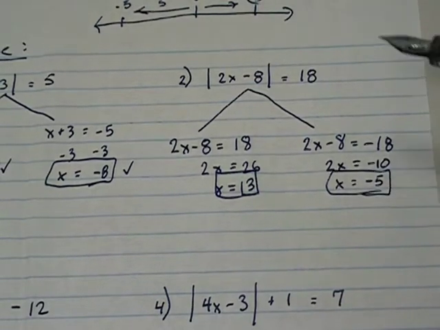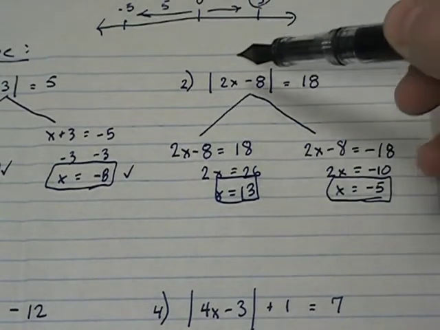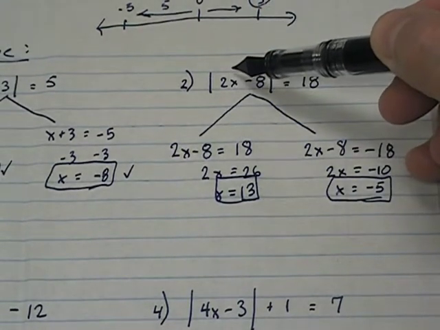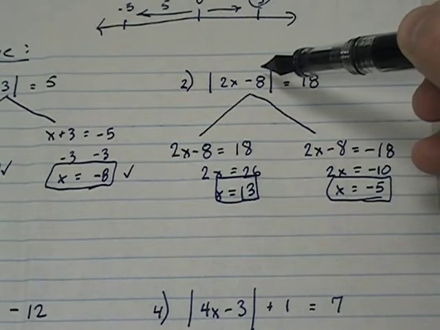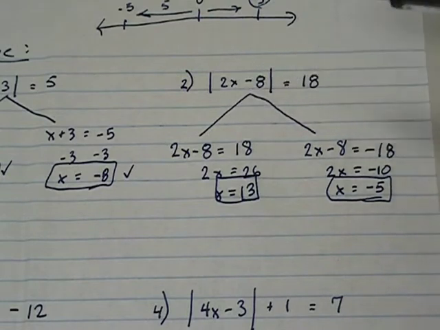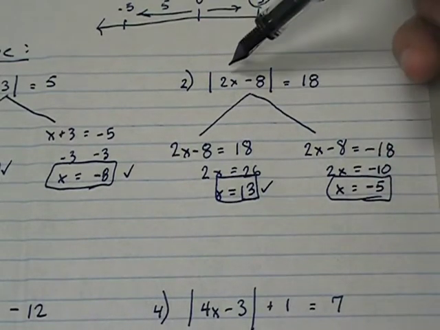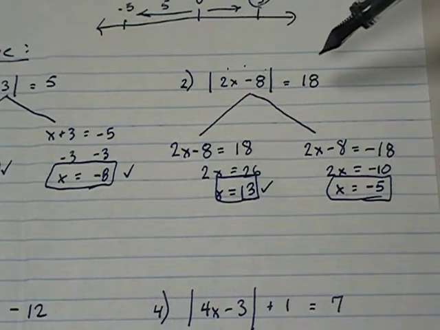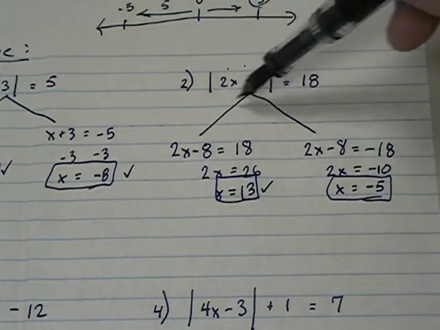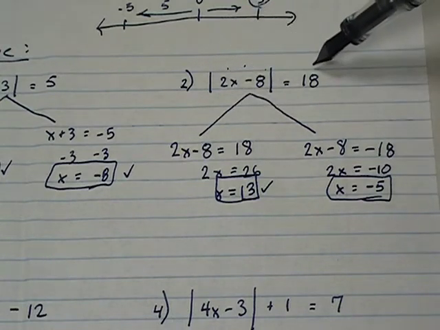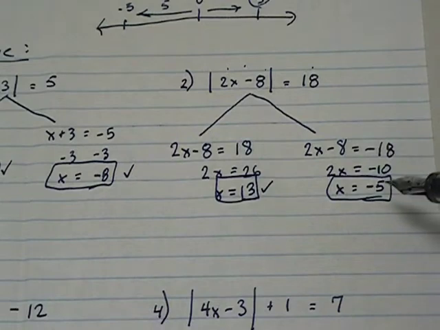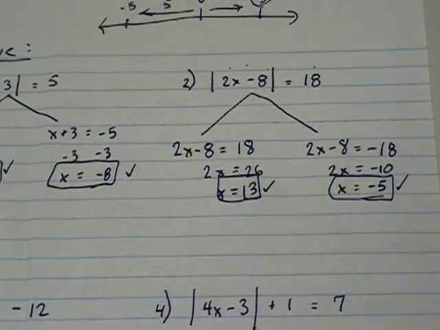And again, you want to check your work. So 2 times 13 is 26. 26 minus 8 is 18. The absolute value of 18 is 18. And negative 5: 2 times negative 5 is negative 10. Negative 10 minus 8 is negative 18. And the absolute value of negative 18 is positive 18. So we also know this is correct.